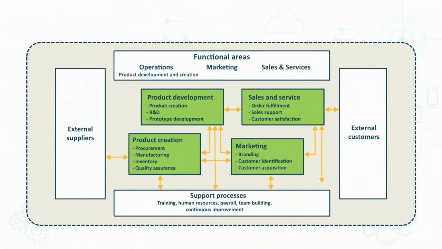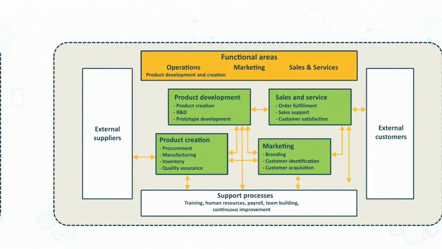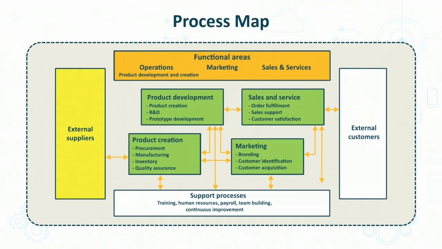Core processes interact with each other and with support processes to create value. After identifying core processes, it's important for you to plot and analyze their interactions with a process map. The map also enables you to show how processes are performed across functional lines or business units. Functional areas, sometimes called business units, are groups of processes that work together to accomplish specific functions. The 3 functional areas on this map are operations, marketing, and sales and service. External suppliers provide raw materials for the product creation processes.